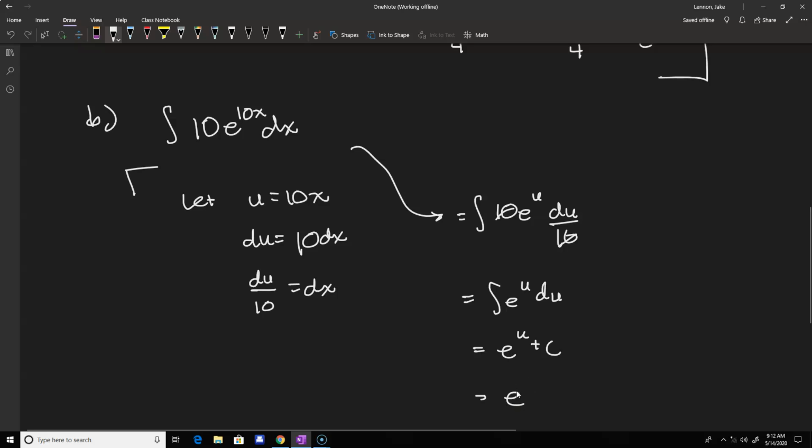and we can replace u with what it was originally meant to be, which is 10x. Okay, so pretty straightforward. Both of those examples are fairly easy because the constants work out perfectly.